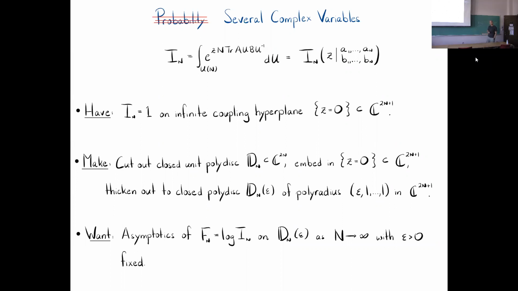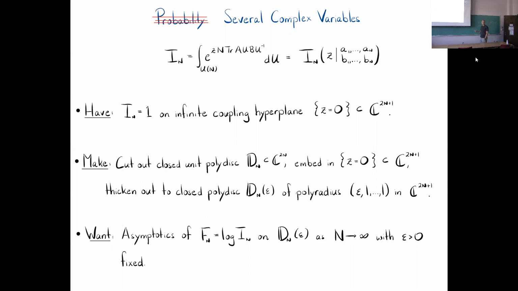And does this function have cuts if z is purely imaginary? It's an entire function, right? Because we're integrating over a compact group, over a compact manifold. So it's just the nicest possible function of 2n+1 complex variables. It's extremely generic. But there are some things that you need to know. You might already see a problem here.